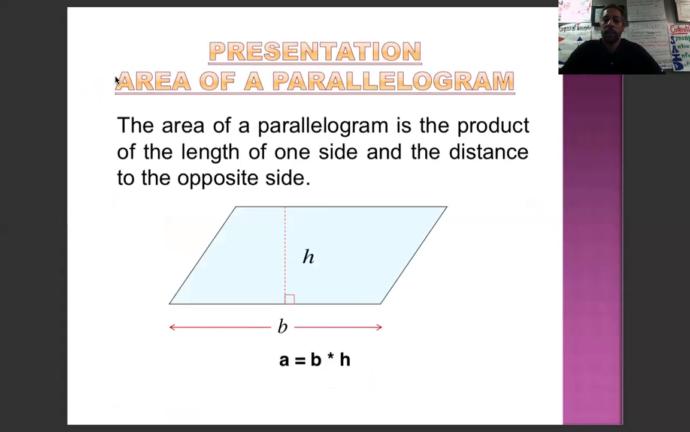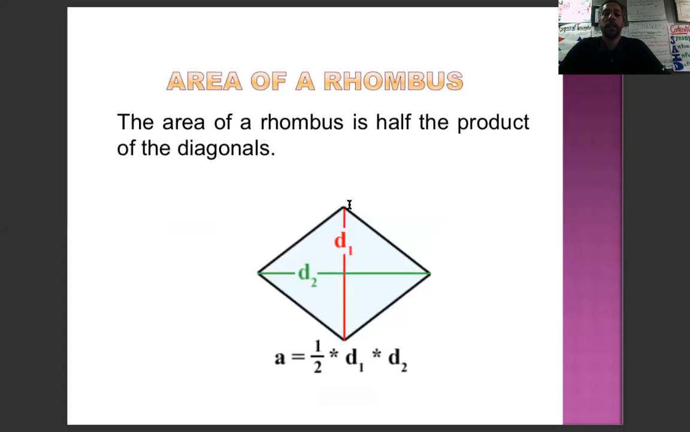Area of a parallelogram. The area of a parallelogram is the product of the length of one side and the distance of the opposite side, or the base times the height. The area of a rhombus is half the product of the diagonals. So 1/2 of D1 times D2.